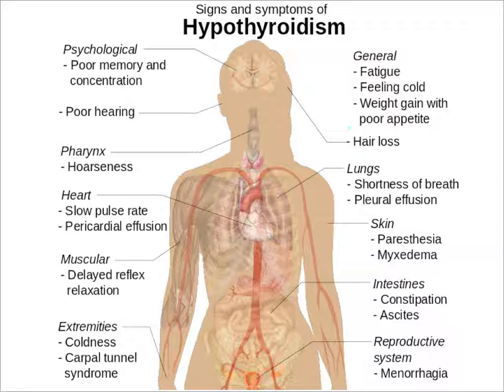Hair loss. This is often because the growth of your hair requires a lot of protein synthesis to support it. So without a reasonably high metabolic rate, you basically make bad hair. You make hair that doesn't have enough protein in it. Your hair follicles tend to die off because they don't have enough energy to support them. In the lungs, you can have shortness of breath and pleural effusion, water or fluid in the lungs.